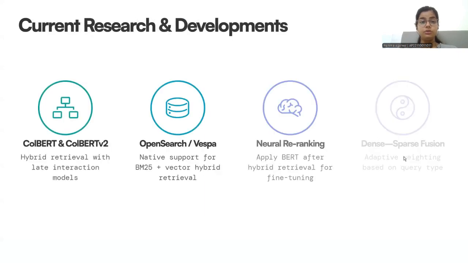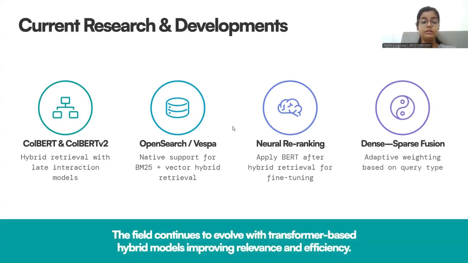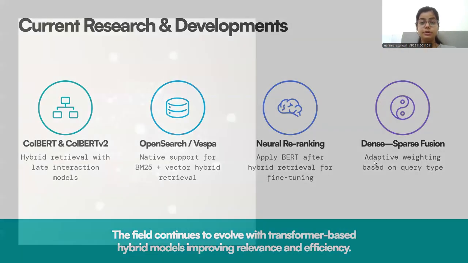Current research in the field is still evolving fast, and we have models like ColBERT and ColBERT v2, which use advanced late interaction techniques alongside hybrid retrieval. Platforms like OpenSearch and Vespa already support hybrid retrieval natively. Researchers also experiment with re-ranking, where BERT models re-rank the results after hybrid scoring. All of these innovations are making systems even smarter and faster.